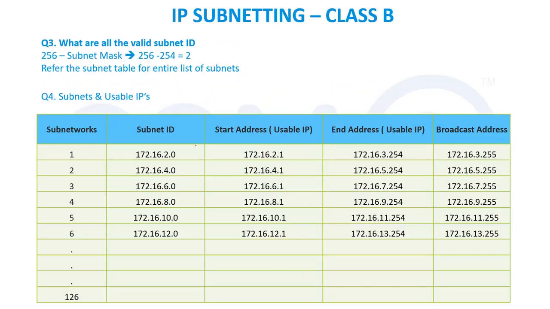So what is the subnet ID? 256 minus 254 will be 2. So I have to increment the table with 2: 2, 4, 6, 8, 10. I'll go till 126, this count will go. So I'll have to keep on writing this table, right? So this is how the table is written in class B.